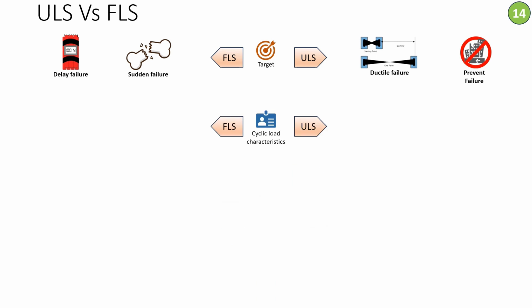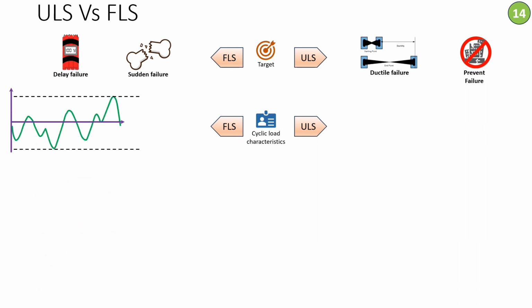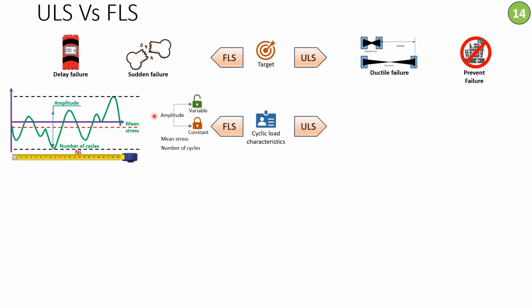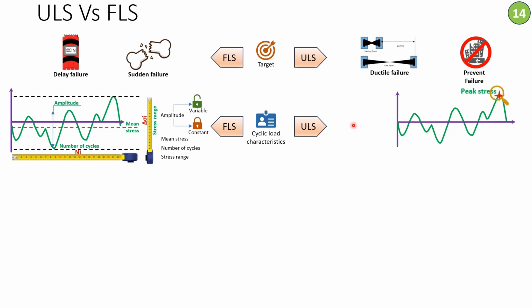Second thing is the characteristics of the cyclic loading. Fatigue limit state is very sensitive to the characteristics of the cyclic loading, whether the amplitude is variable or constant, whether the mean stress is tension or compression or zero, and the number of cycles of the cyclic load. All these characteristics impact the fatigue strength. On the other hand, the only concern for the designer in the ultimate limit state is the peak stresses, and the peak stresses only.